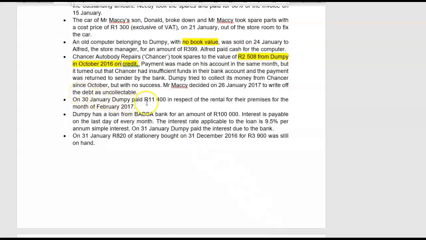On 30 January, Dumpy paid 11,400 Rand in respect of the rental of the premises for the month of February. So that is a prepaid expense. Now, what is the first step that we do in accounting? We take out the VAT. So what happened here? The receiver of revenue said, have you received a tax invoice? The answer is yes, but it is a tax invoice for the month of February. The receiver says, okay, I accept that, but did cash flow take place? I said yes. He says, when? I said on 30 January. Then the receiver says, I'm a reasonable guy. Because you've already paid for the rent for February, I will allow you to claim the VAT now.